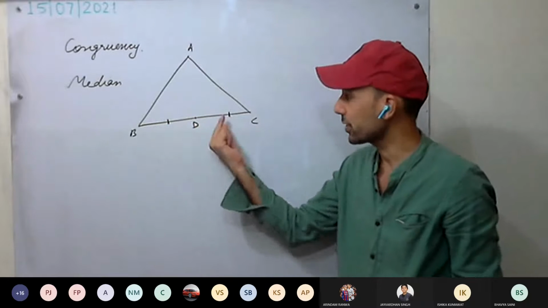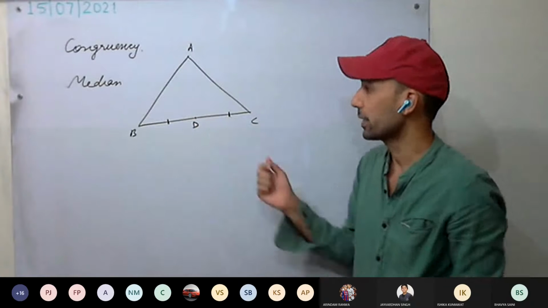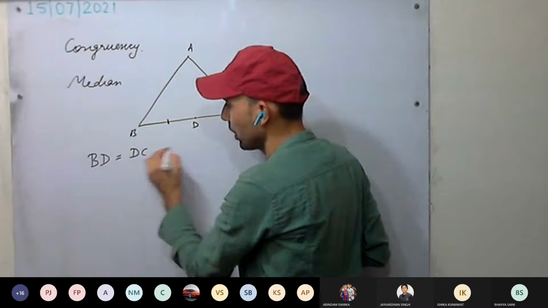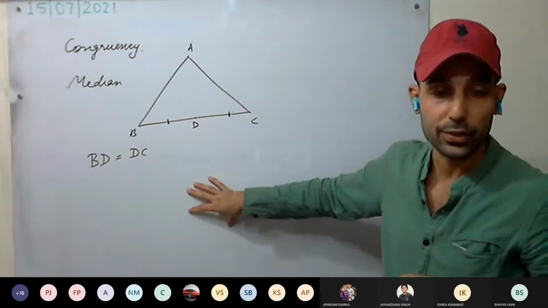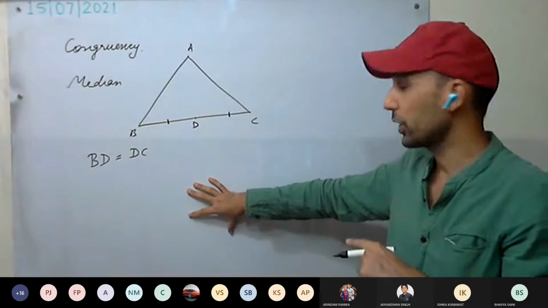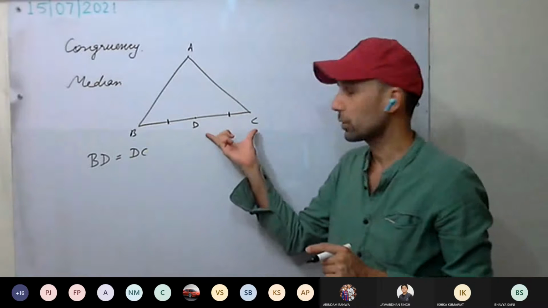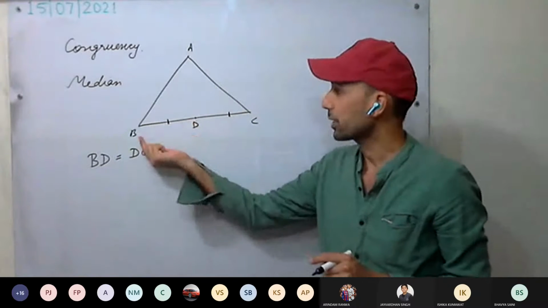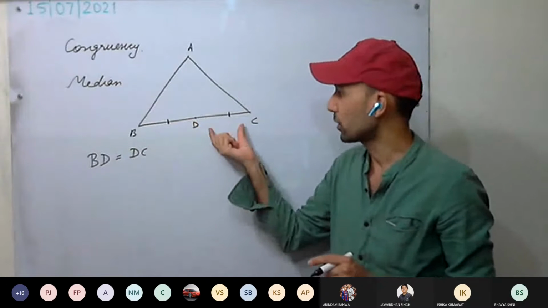We can denote it by a single dash. What does this single dash denote? That BD is the same as DC, that is, BD equals DC. You must pay attention. I am discussing basics, and these will be very important when you take the questions. If you avoid them, you won't be able to solve the question. So pay attention. We have marked a point in the middle of BC, that is the midpoint of BC. So BD equals DC.